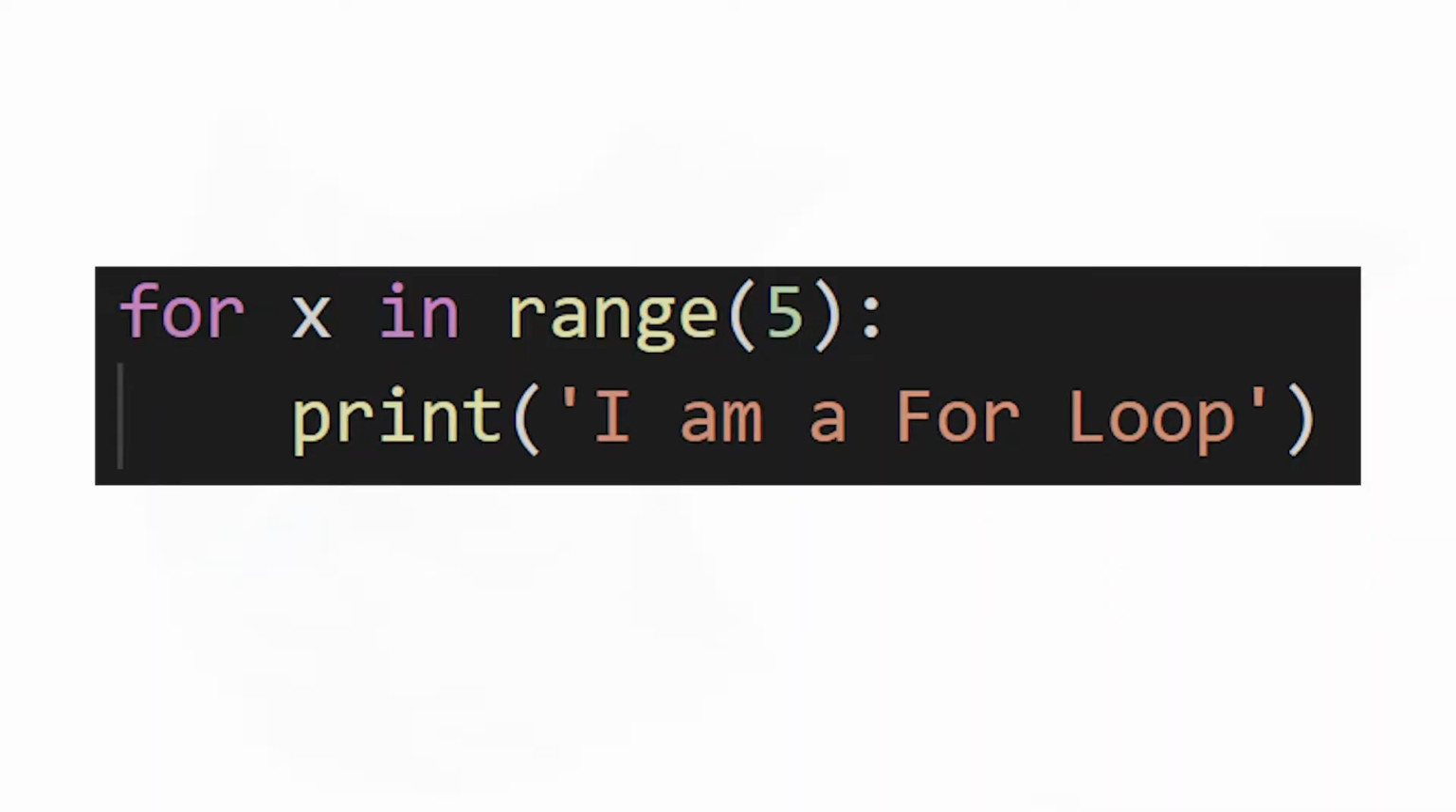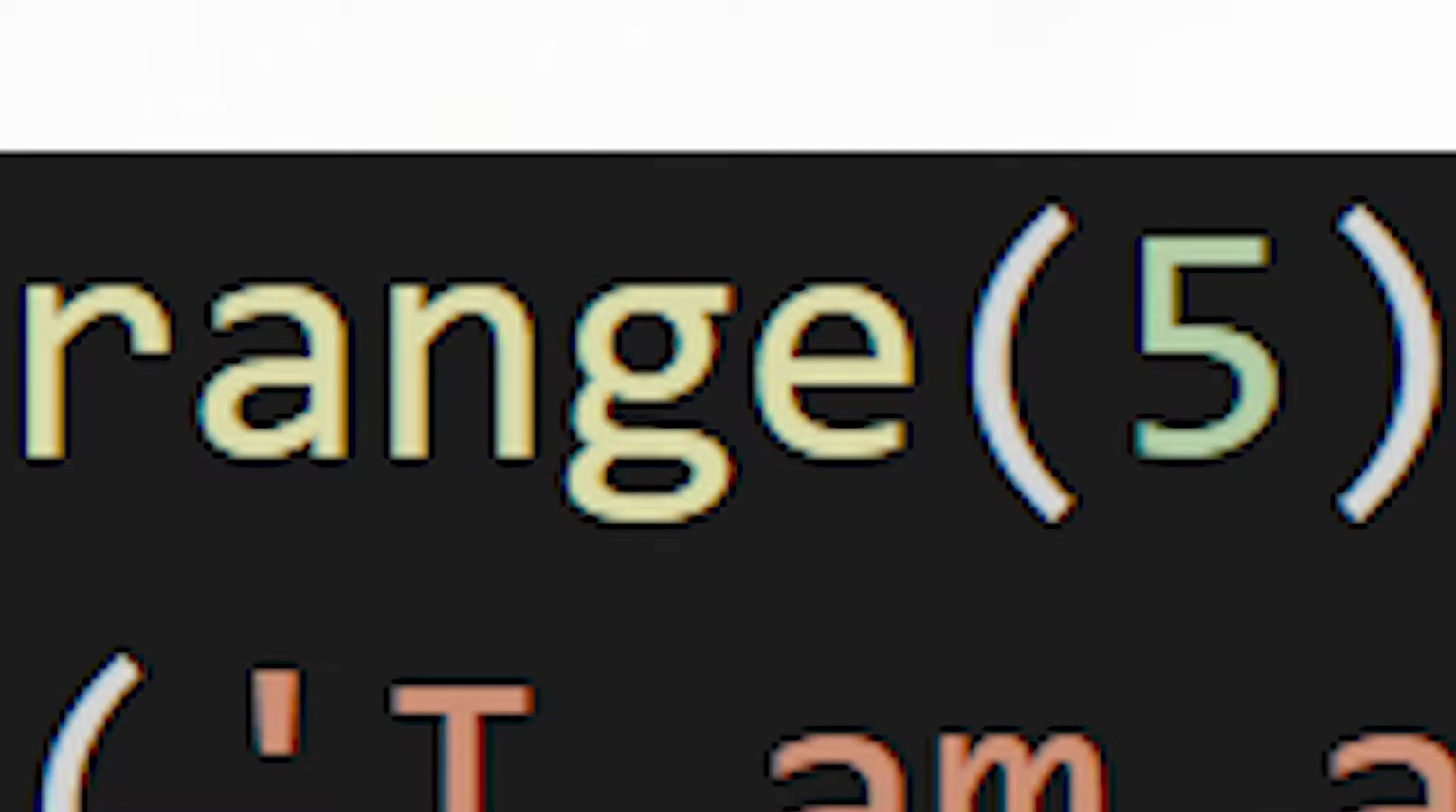So if you want to make a for loop, then you start it off with the word for, and then a variable name. In this case, we use the variable name x, but you can use whichever variable name you want, such as y, z, apples, oranges. And then you follow it up with the word in, and then range 5. And range 5 is saying that this loop is going to be ran 5 times. If you want the loop to be ran 10 times, then you would change the value 5 to 10.